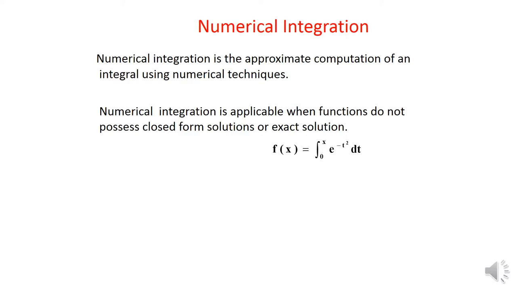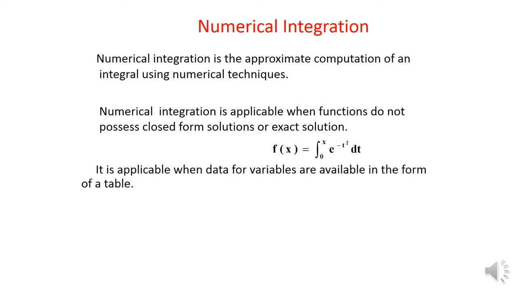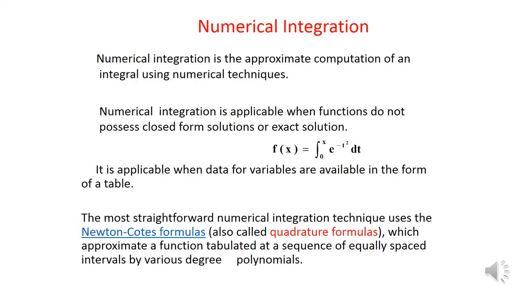Second case is when data points are available in a tabular form. It means it is applicable when data for a variable are available in the form of a table. Then we can find out the area under the curve, that is the integration. And the most straightforward numerical integration technique uses the Newton-Cotes formulas, also called quadrature formulas, which approximate a function tabulated at a sequence of equally spaced intervals by various degree polynomials.